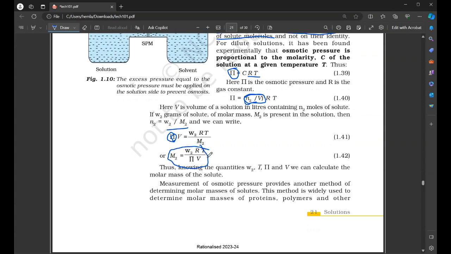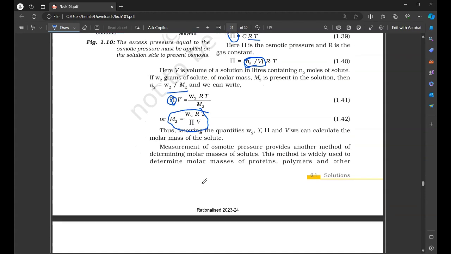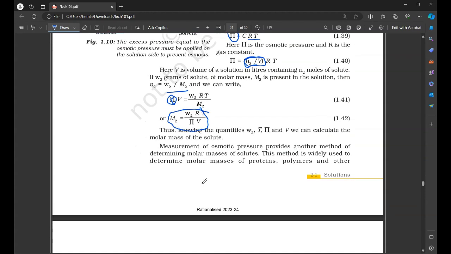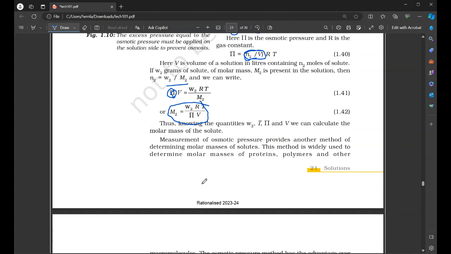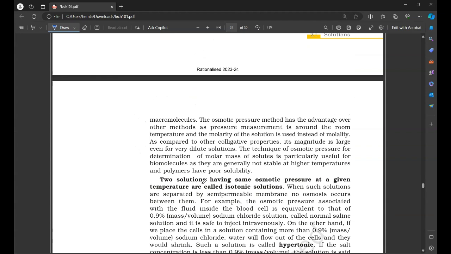We all know this quantity. If we have all these quantities, we can easily find out the molar mass. Measurement of osmotic pressure provides another method of determining molar masses of solute. This method is widely used to determine molar masses of proteins, polymers, and other macromolecules.